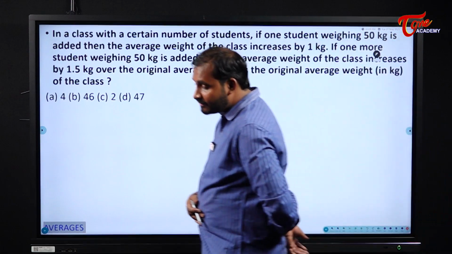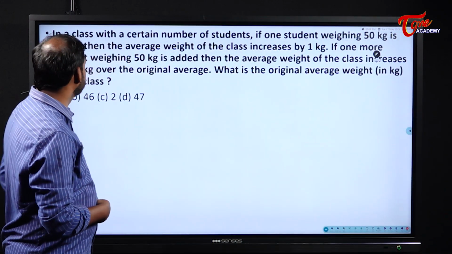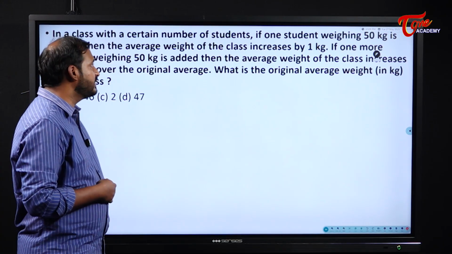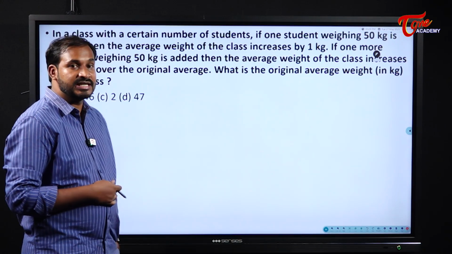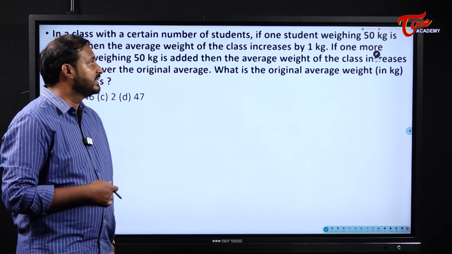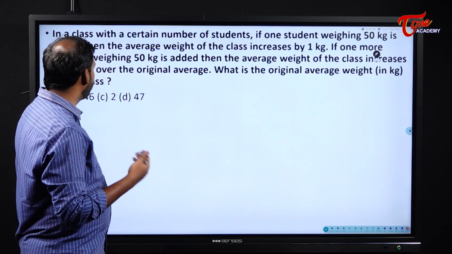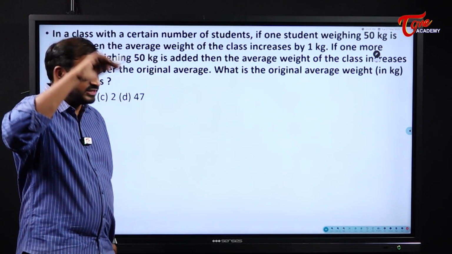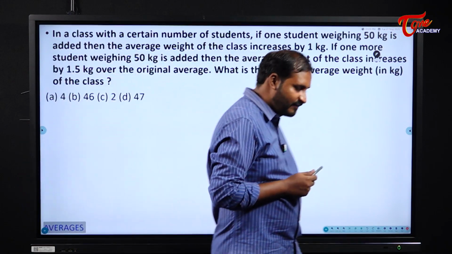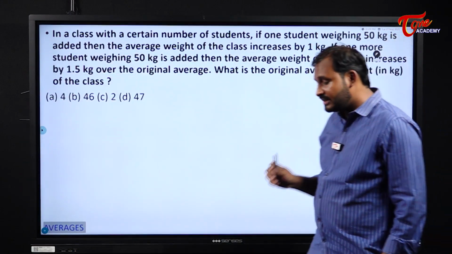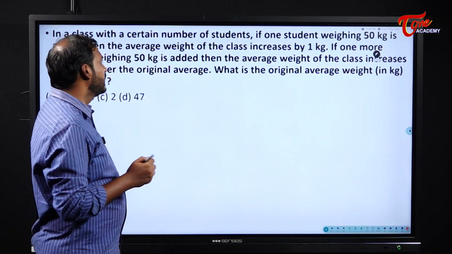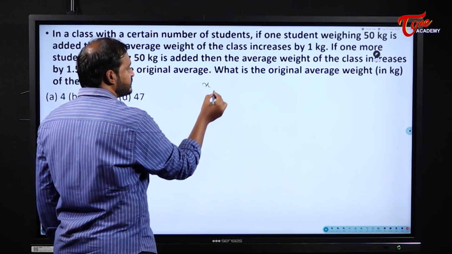Next one. Read the question carefully, pause the video and try to solve this one, students. In a class with a certain number of students, if one student weighing 50 kgs is added, then the average weight of the class increases by 1 kg. If one more student weighing 50 kgs is added, then the average weight increases by 1.5 kgs over the original average. What is the original average weight in that class? Here they are not mentioning how many students are there. Please be careful. Let us assume that the class initially has X students.